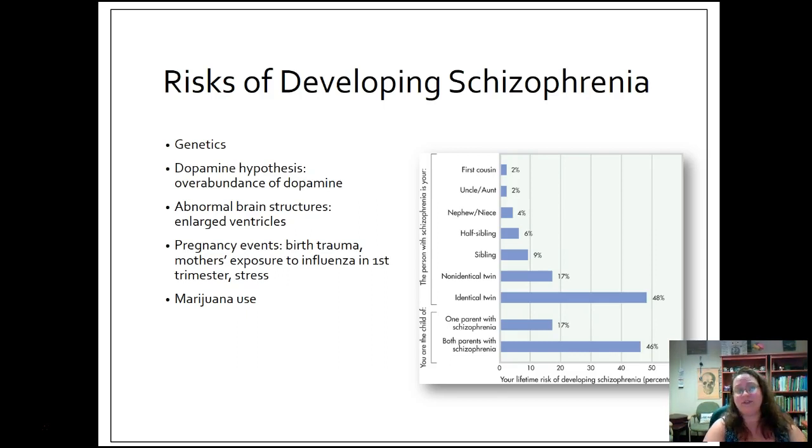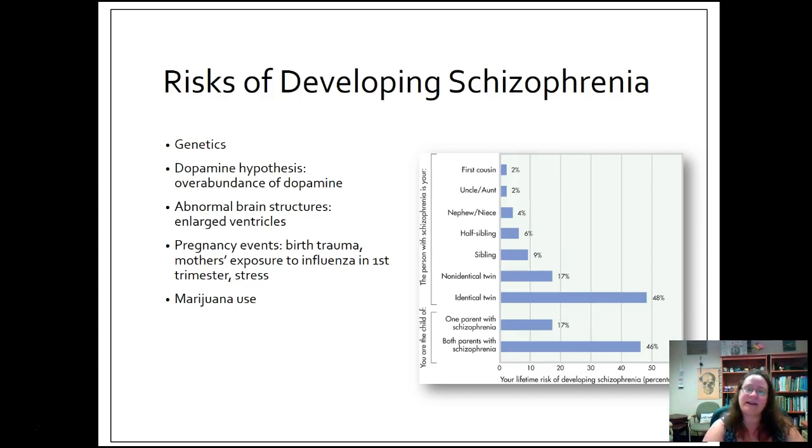There's also an idea that we have too much dopamine in certain areas of the brain, and enlarged ventricles have been shown in individuals with schizophrenia, which suggests brain tissue loss. Certain things can happen in pregnancy, so a big one is the mother's exposure to the flu in that first trimester. If your mom is exposed to the flu in the first trimester, then you're more likely to have schizophrenia. So it's something we're really trying to understand, that immune response, so that we can stop this from happening. But we know that it's a risk factor.